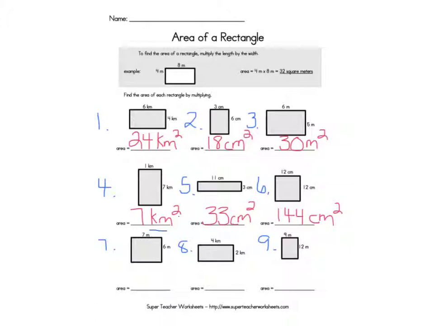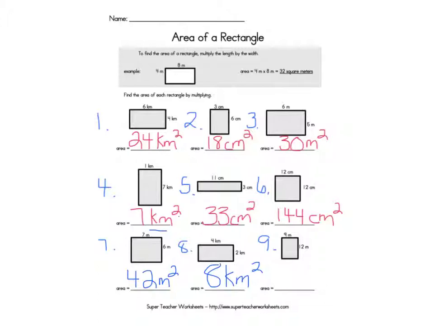The length of number 7 is 7 meters. The width is 6 meters, and I know that 7 times 6 equals 42, and it would be meters squared. Number 8, we have 4 kilometers times 2 kilometers gives us an area of 8 kilometers squared. And number 9, we have 9 meters times 12 meters.